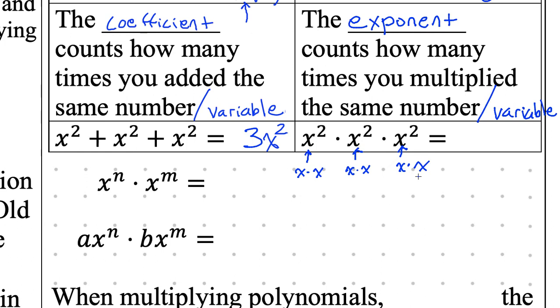Who has a card? Emma. 6. Ooh, really, really close. So I agree that x's are variable, but the exponent is going to count how many times we multiplied. So we've multiplied how many times? How many times did we multiply the x? X times x times x times x. 6. So that 6 should go out front with the coefficient or up above with the exponent. With the exponent. Done, right there. X to the power of 6.